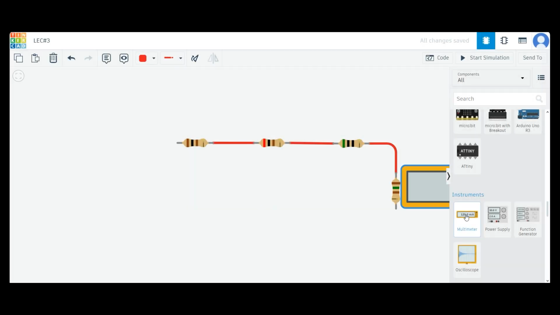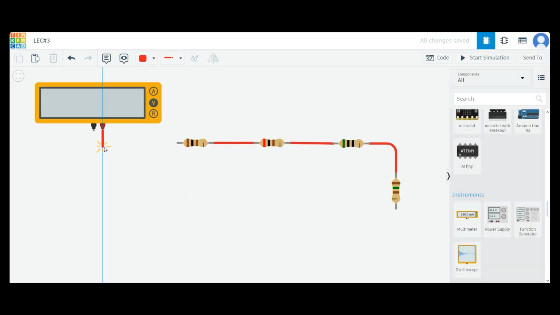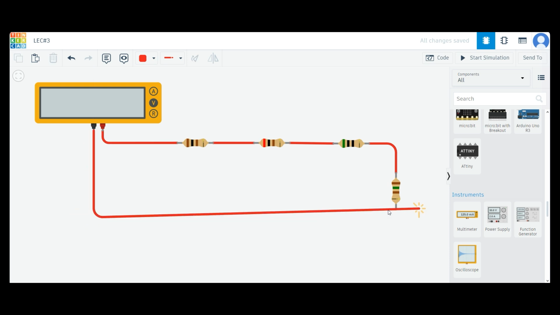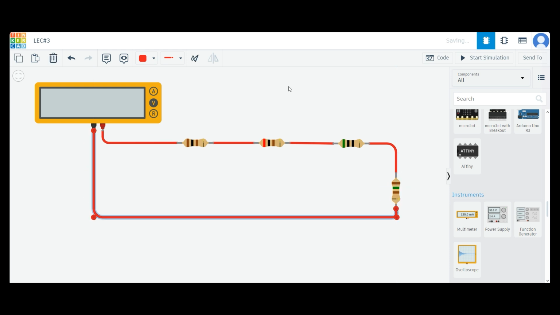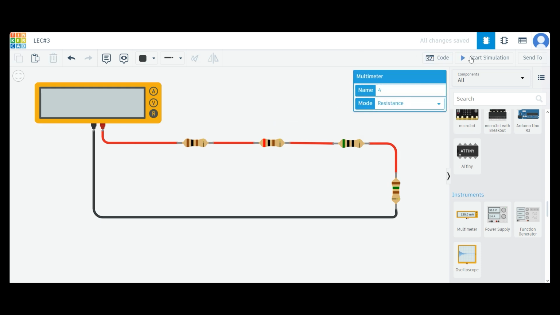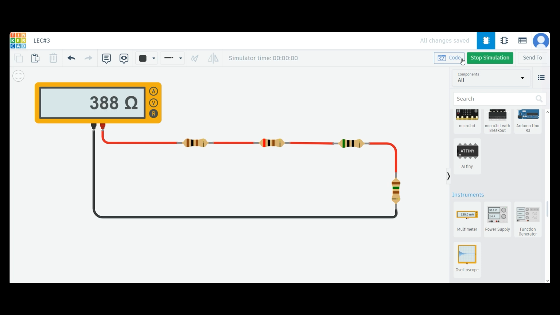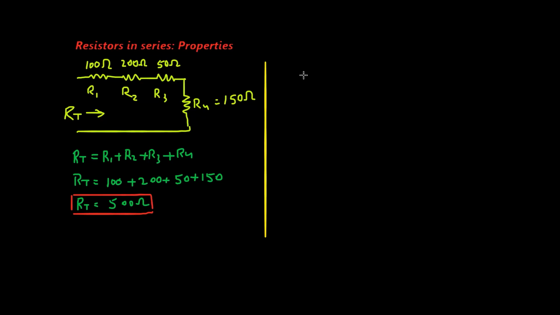Let's simulate this in Tinkercad software to validate our calculations. I have built a series circuit with the same values as I have used in calculations. I have placed an ohm meter to measure total resistance of circuit. When I simulated the circuit, you can see that it shows 500 ohms of total resistance, which exactly matches with our calculations.